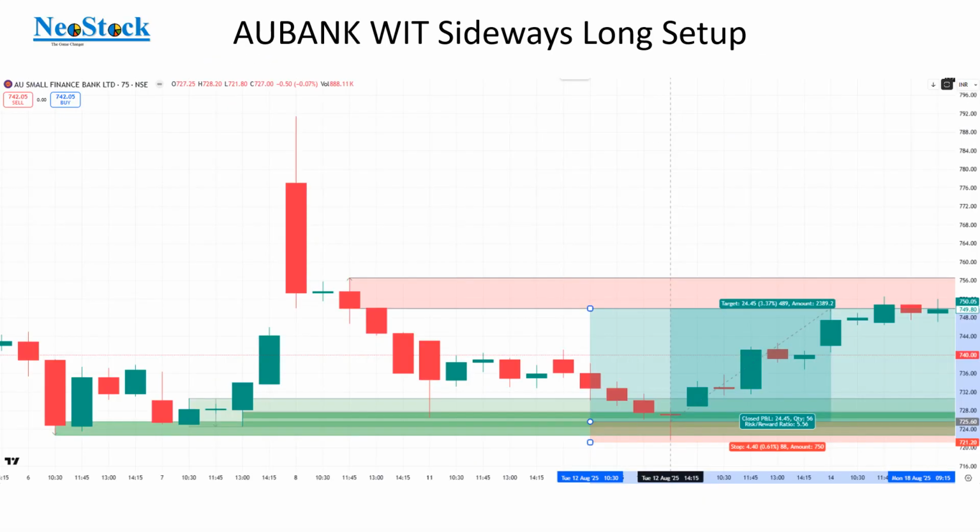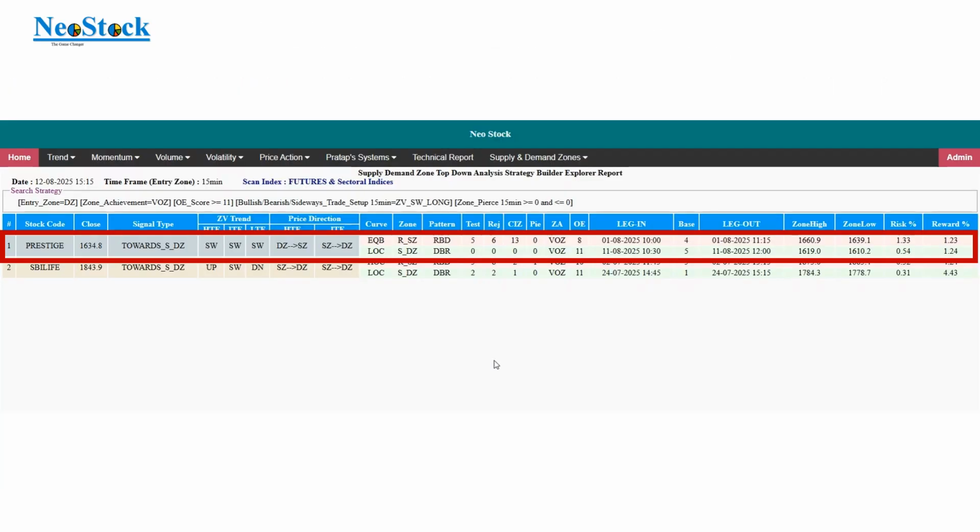Let us look into one more example. That is a DIT setup. We have seen MIT setup, WIT, DIT setup, long trades. This is DIT because the entry time frame is 15 minutes. So I am considering this stock Prestige. SBI Life I did not select because it has not yet reached the zone. The price was moving up. So Prestige, it is a fresh zone.